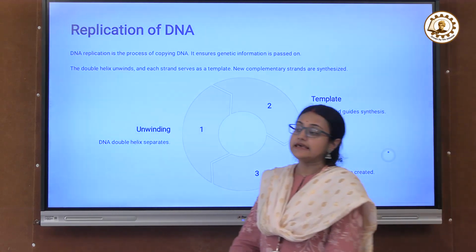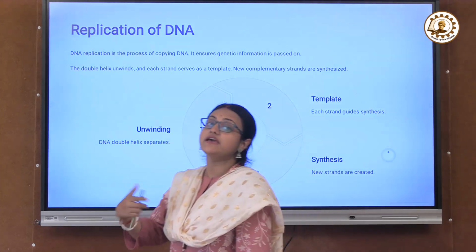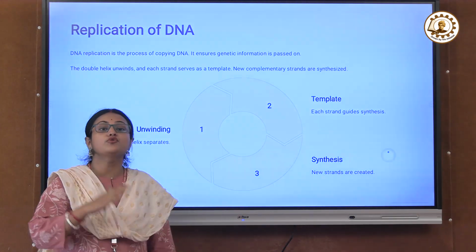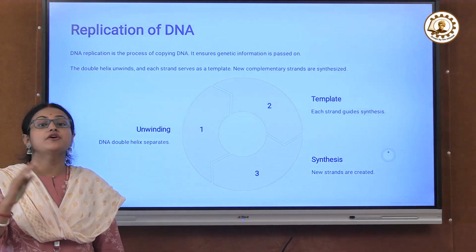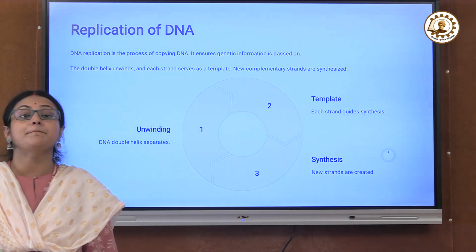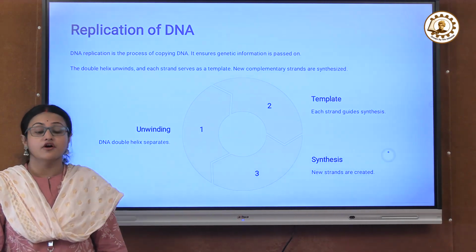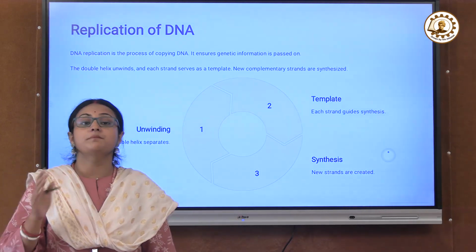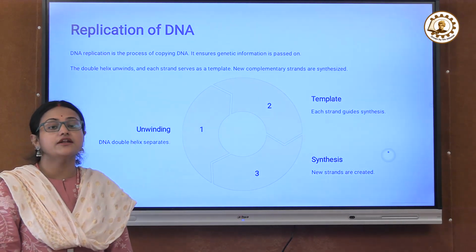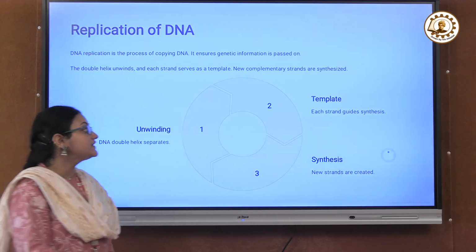Replication of DNA. In our cell, DNA is replicated, meaning doubled from 2 to 4, 4 to 8, because for cell growth and development replication is required, meaning multiplication of DNA is required. So the conversion of 1 DNA to 2 DNA, 2 DNA to 4 DNA is called DNA replication.